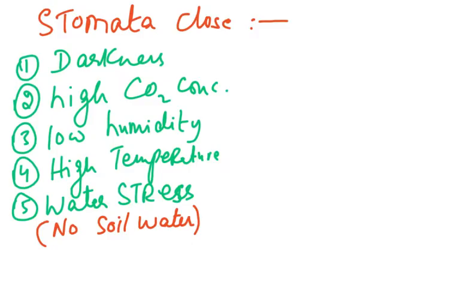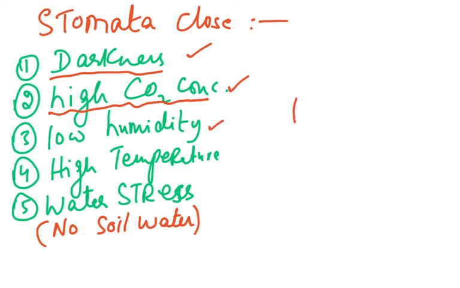Now stomata close in response to, number one, we've said darkness. Second, naturally during darkness, when the plant is only respiring, so there's no photosynthesis, that is going to result in a high carbon dioxide concentration inside the air spaces of the leaf. So that is also going to cause the stomata to close, which is again a safe mechanism, because now photosynthesis is not taking place. So darkness, number one. Second, high carbon dioxide concentration, low humidity.